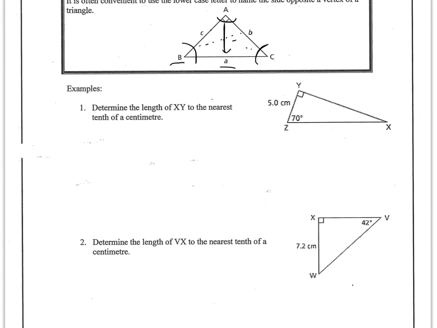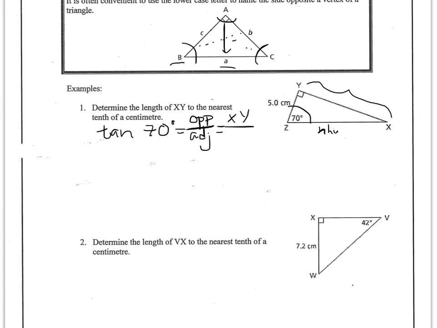To determine the length of xy to the nearest tenth of a centimeter, we have to find our side xy right here. We have tangent. We have an angle here of z, which is 70 degrees. Tangent is opposite over adjacent. If we take a look, opposite here for that angle is xy. Adjacent, remember this longest side is our hypotenuse.